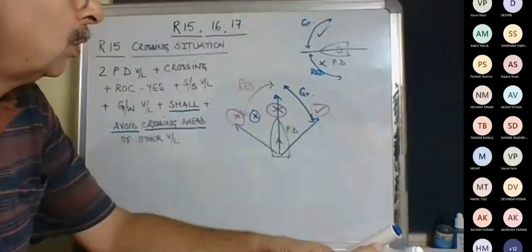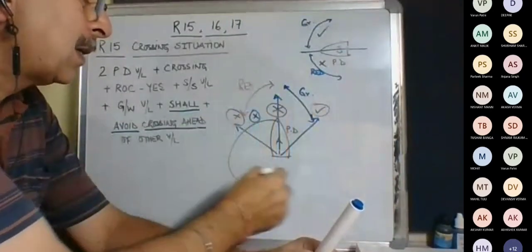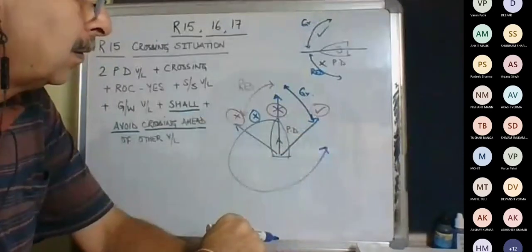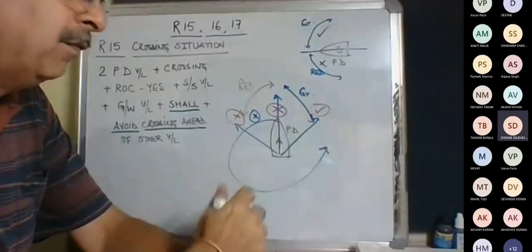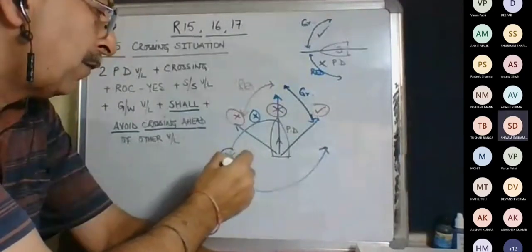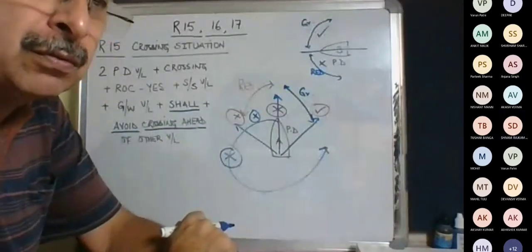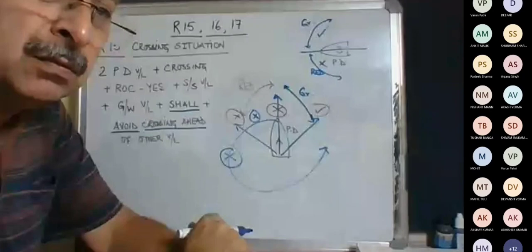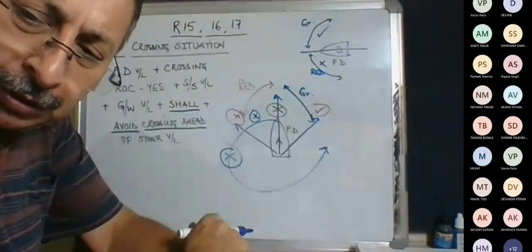So, can A go like this? Negative. Rules are not defined for that. This is an alteration of course to port. You are indicating to this guy that I intend going to port. Rules are not designed for making goal chakkars in the middle of the ocean.